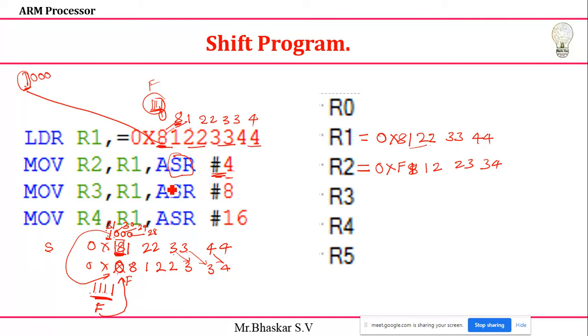If you give LSR, it is 08122. It's correct. But if you use ASR, arithmetic shift right means it will check my MSB value. If the MSB value is 1, the padding bits will be 1 1. You'll get two options only, whether the padding bits are 0 0 or 1 1. Clear?